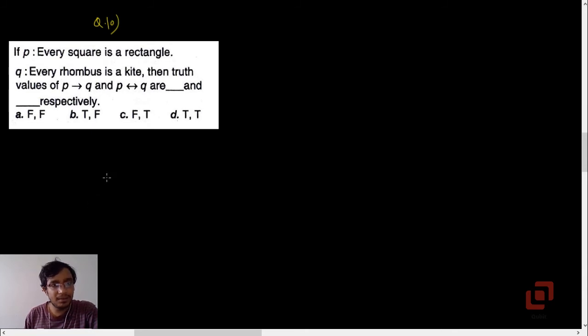If P is the statement, every square is a rectangle. Now we know that it is true. Q is: every rhombus is a kite. Now that is false. Every rhombus may not necessarily be a kite. Now we want the truth values of P implies Q. P implies Q will be false because P is true and Q is false.